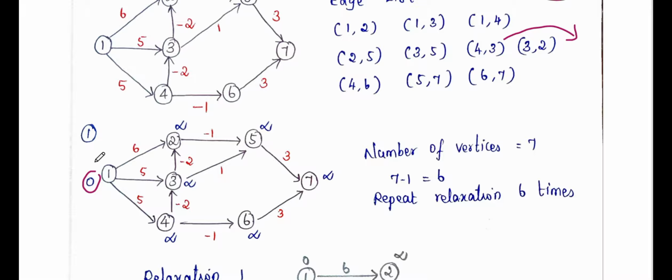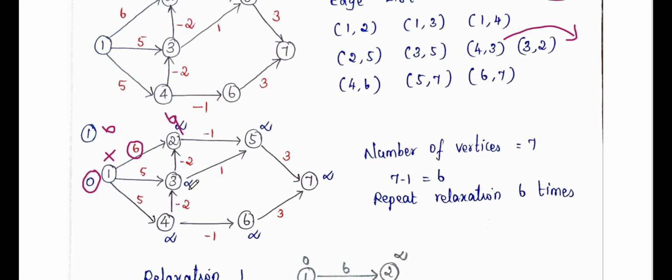So in 1 to 2, what is the distance here? That is the distance 0. What is the weight here? 6. So simply add these two things. What is the value? 0 plus 6, that is 6, right? What is the distance of this adjacent vertex? The distance is infinity initially, right? So 6 is less than infinity. So update with this value. Now the newest distance is 6 because 6 is less than infinity. Clear?